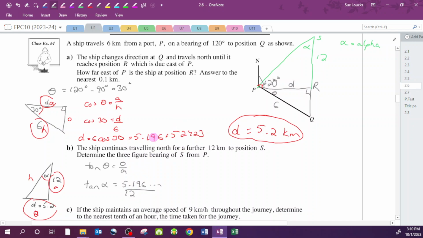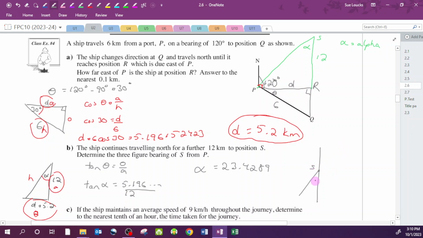Now, I actually still have this number sitting in my calculator, right? Because I haven't done anything with that yet. It's still sitting there in all of its digits. So it's easy enough for me to do this. And I get alpha equals 23.4289 degrees. But alpha is not actually what I need. I need the bearing from point S. So I need to do another little bit of a drawing where I've got this, and this is my point S right here.